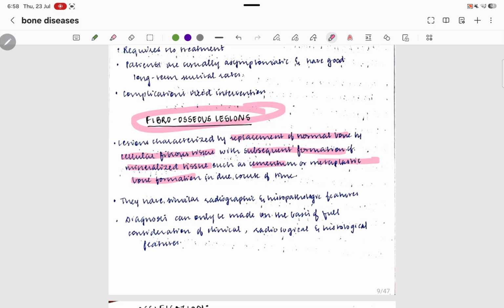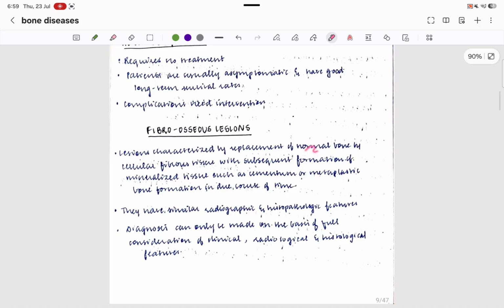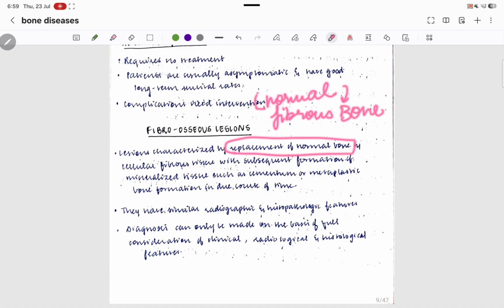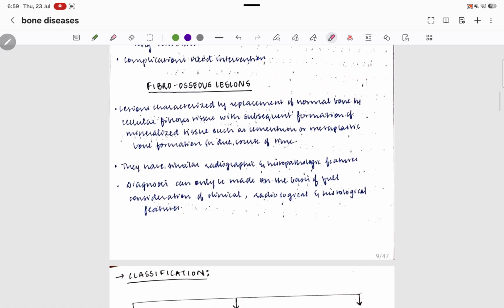So we are starting with the fibro-osseous lesions, and let's see what is there in the chapter. What are fibro-osseous lesions? Fibro-osseous lesions are characterized by replacement of normal bone. The normal bone is replaced with fibrous bone. Not necessarily only fibrous bone, it could be fibrous tissue, that is cementum or metaplastic bone. So your normal bone, or I wouldn't say healthy, pathogenic bone, is replaced with fibrous tissue. The lesions which replace the bone with fiber are known as fibro-osseous lesions.